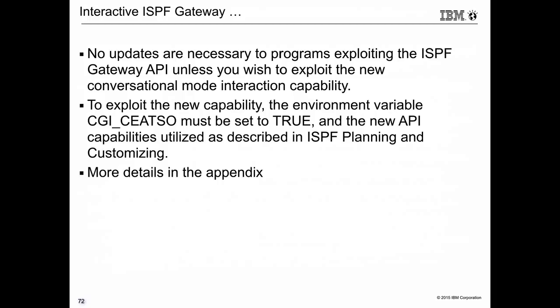So again, there's no updates to existing programs required unless you want to use the new gateway. The existing gateway is still there. If you do want to use the new gateway, there's an environment variable you have to configure, and there's additional details in ISPF planning and customization, and some in the appendix of this document that lists the new API request types and also shows you an example of invoking the API.